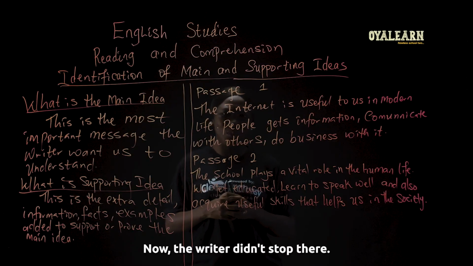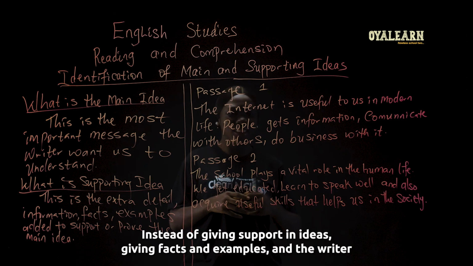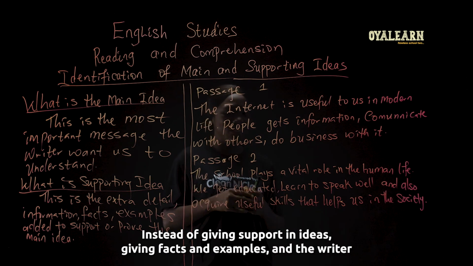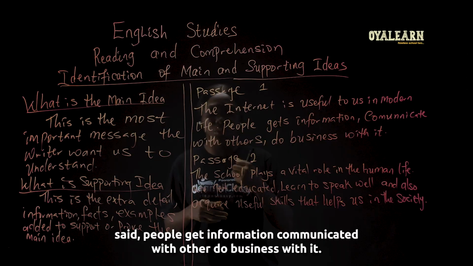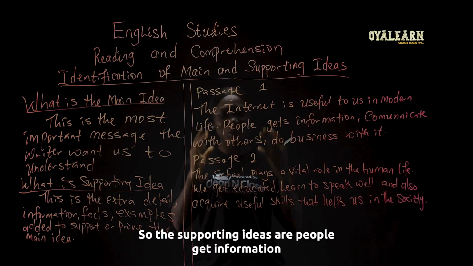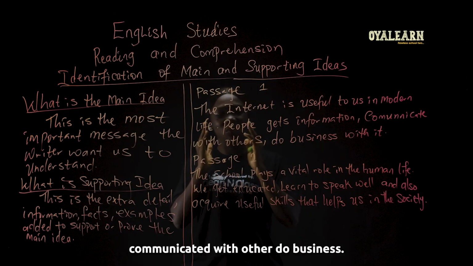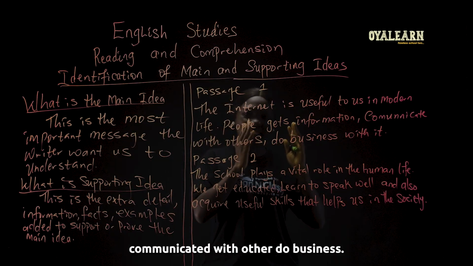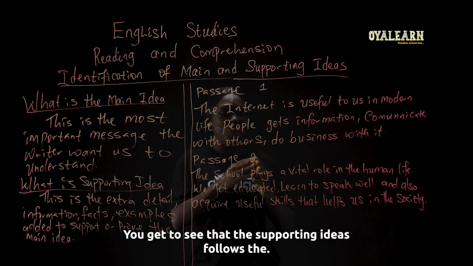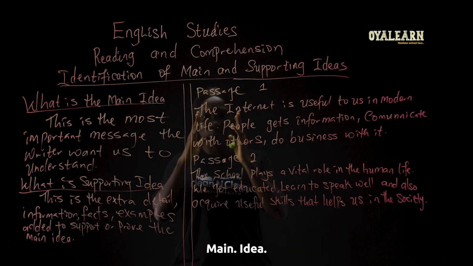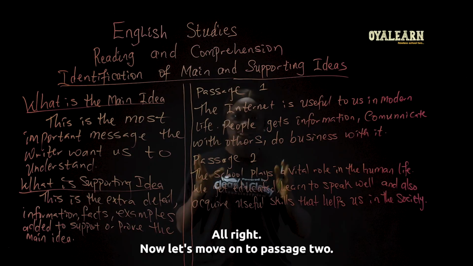Now, the writer didn't stop there. The writer continued, started giving supporting ideas, giving facts and examples. And the writer said, people get information, communicate with others, do business with it. So the supporting ideas are people get information, communicate with others, do business with it. All right, now you get to see that the supporting ideas follow the main idea. All right, now let's move on to passage two.